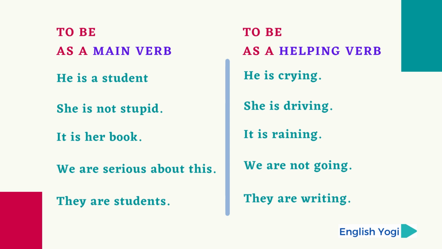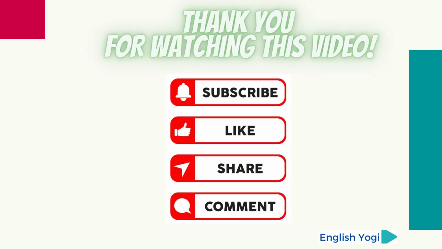On the contrary, if the to be form is being used in the sentence as a helping verb, it is a helping verb. For example, he is crying. So after is, meaning after the to be form, if there is the form of a main verb, at that time the to be form is performing as a helping verb. So this is the basic difference that we have to understand.